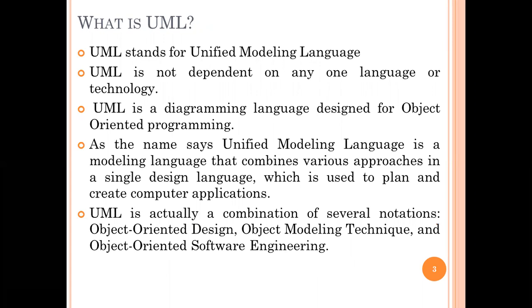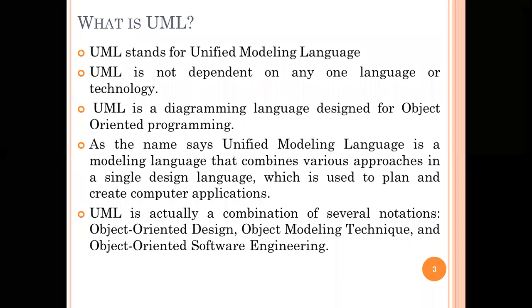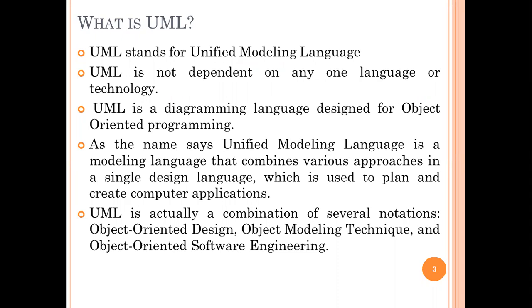It is the diagramming language designed for object-oriented programming. You know about object-oriented programming. This UML language is a diagramming language designed for it. As the name says, it is a modeling language that combines various approaches in a single design language, which is used to plan and create computer applications. Whenever we are going to create any computer application, we have to draw a structure for that application. By using UML diagrams, we can draw the diagrams for that computer application.